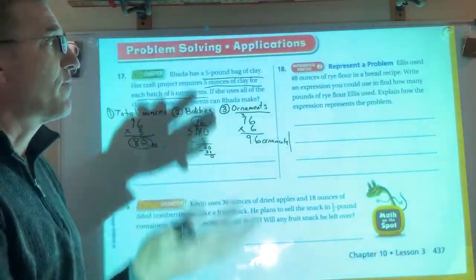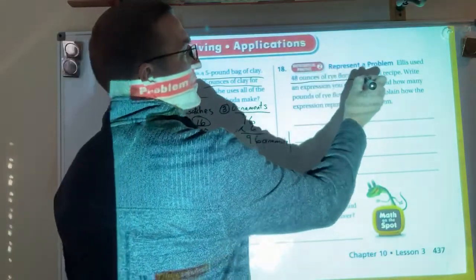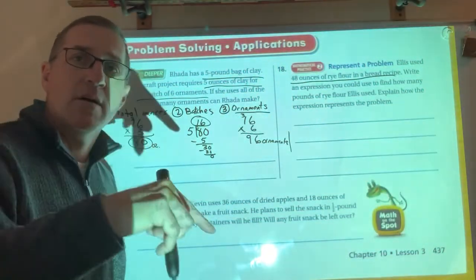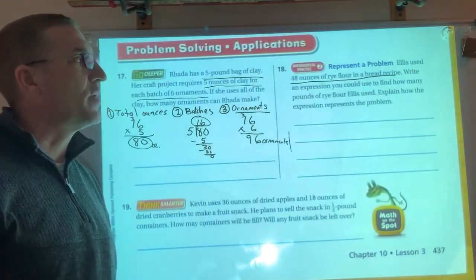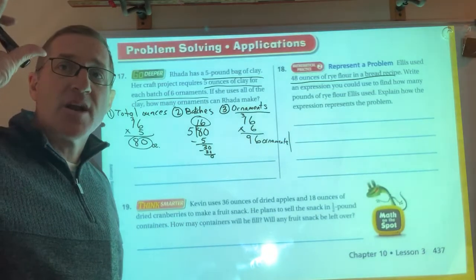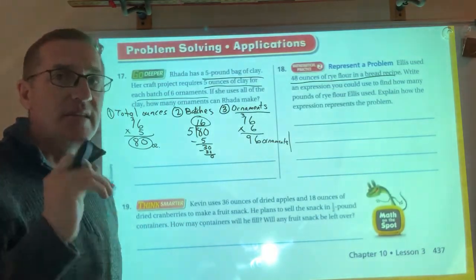So let's start off. What do we have? We have 48 ounces of rye flour. Okay, that's what we're starting with, and we want to go from ounces to pounds, right? So if we want to go from ounces to pounds, what do we need to do? Pounds are bigger, so I need fewer. If I need fewer, I have to divide.